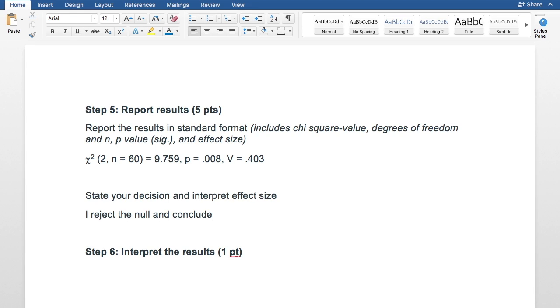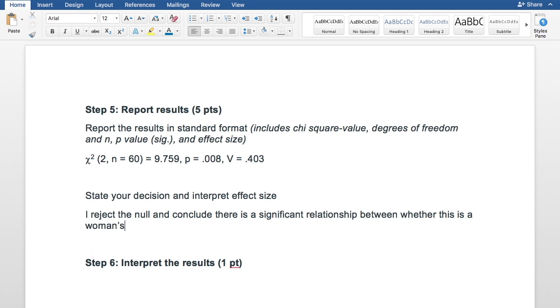When it comes to chi-square, rejecting the null lets us know that there is a significant relationship between our two variables. So similar to when we do a correlation, we're talking about relationships rather than differences. So I reject the null and conclude there is a significant relationship between whether this is a woman's first baby or not, and her level of postpartum depression.